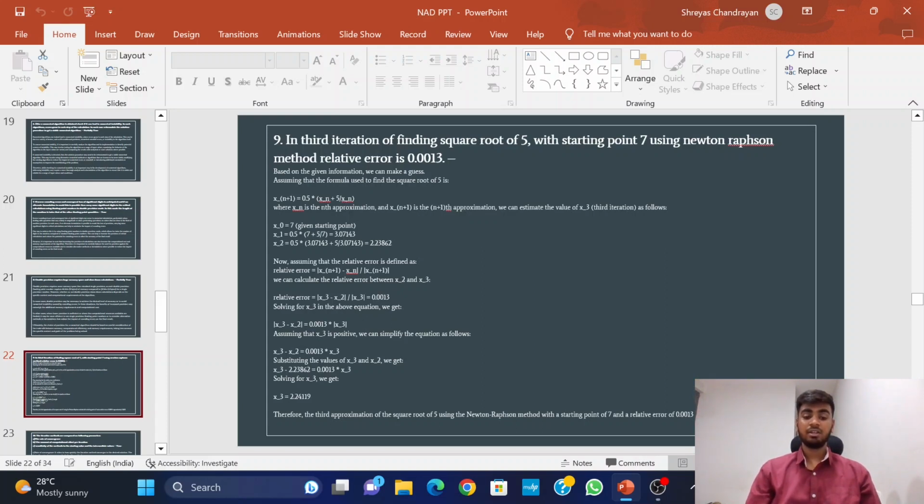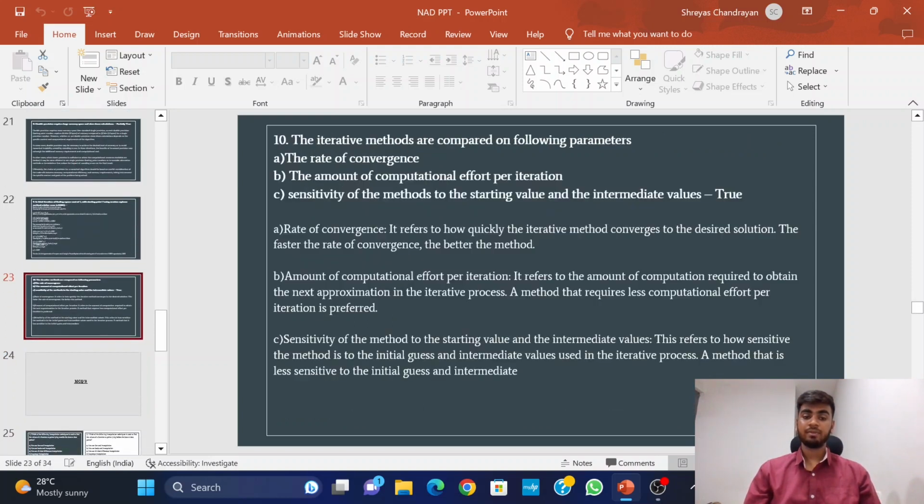Relative error is equal to (x3 - x2)/x3, which is equal to 0.0013. So therefore, the third approximation of the square root of 5 using the Newton-Raphson method with starting point 7 and relative error of the approximation 0.0013 is approximately 2.244119.